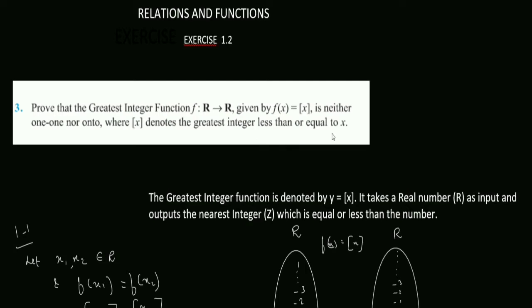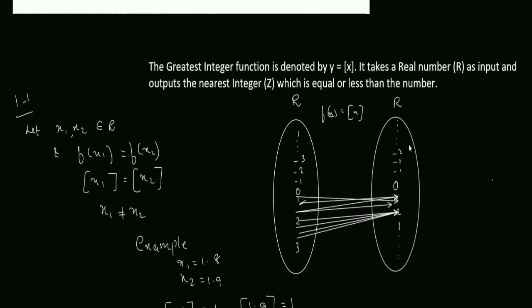Let us recall the definition for the greatest integer function. It takes a real number x as input and outputs the nearest integer which is equal to or less than that number. We will see an example. Let x be equal to 2.5. 2.5 is a real number. So the greatest integer of 2.5 is 2.